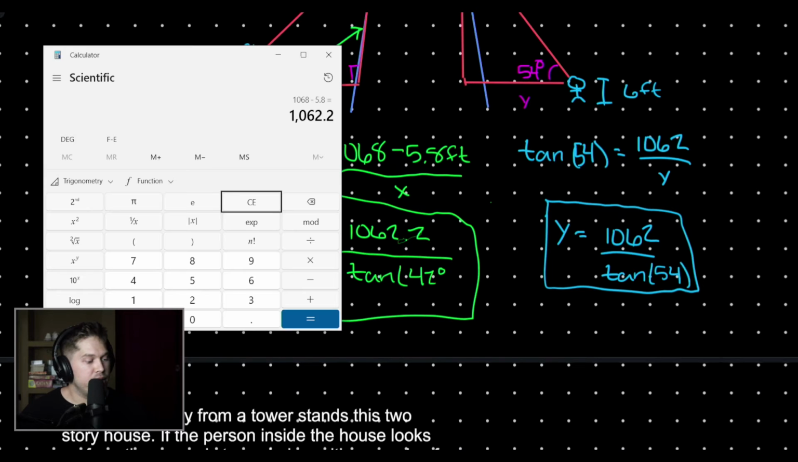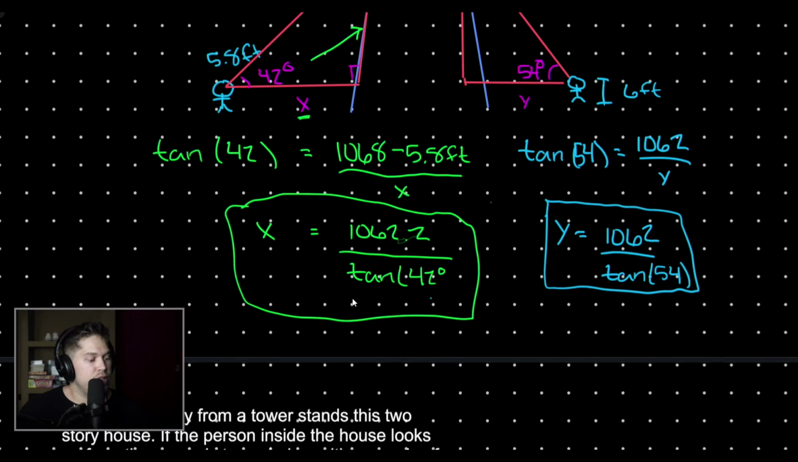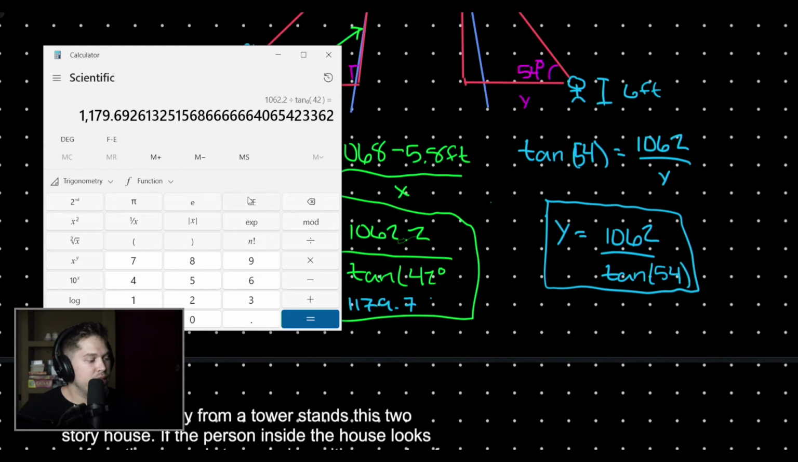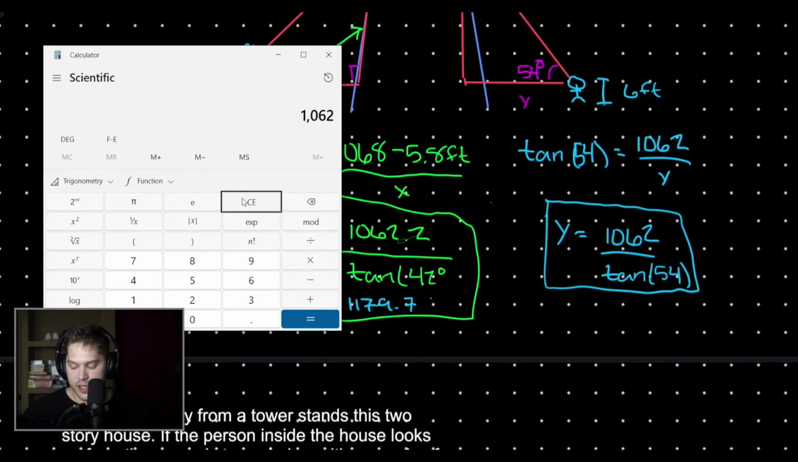So let's pull out our calculator. Let's clear it all. So for Griffin, we have 1062.2, and then it is divided by tangent of 42 degrees. So 42, tangent function, enter. So this is 1179.7. And then for Sean, here he is 1062 divided by tangent of 54 degrees.